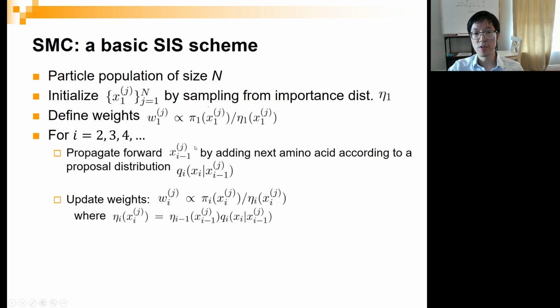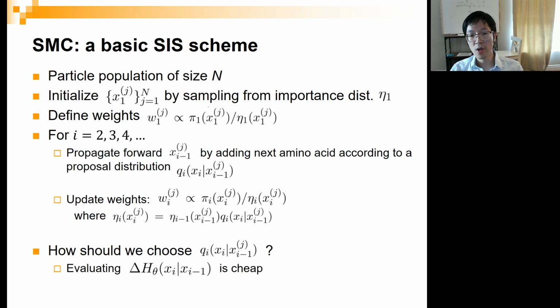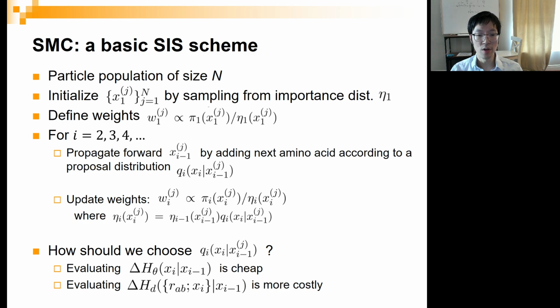Okay, so at each time we sample the next set of angles according to the proposal distribution, and then we update the Monte Carlo weights using these formulas. So how do we choose the proposal distribution? It's much easier to evaluate the angle component than the distance component. The reason is that, in order to evaluate the distance component, we essentially need to calculate all pairwise distances in space between all pairs of atoms.